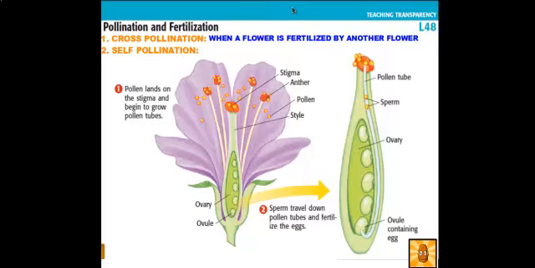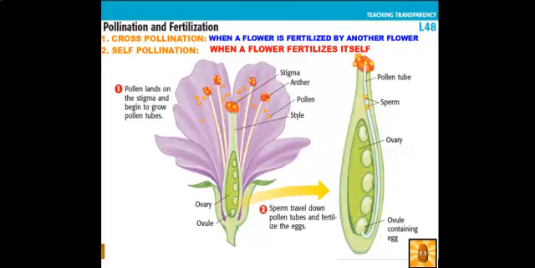Now we can also have self-pollination, which is exactly what it sounds like. During self-pollination, a flower fertilizes itself. So if the wind's blowing and some of the pollen gets knocked off the anthers, it's possible that they can stick onto their own stigma and fertilize the eggs in the same plant that the sperm was made in. So those are the two types of pollination that we have.